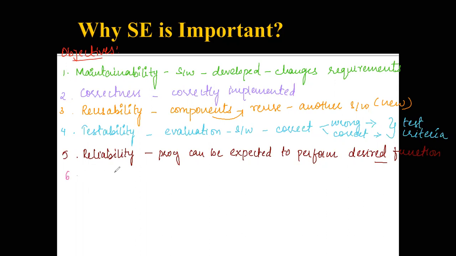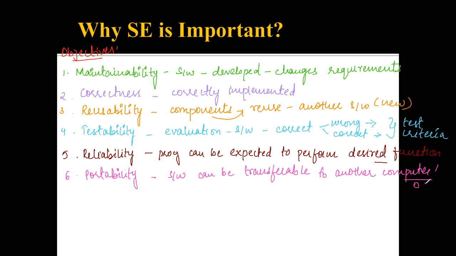Then the next one is portability. Now portability means this particular software that is being developed should be able to work on different computers, so you can say different operating systems. The software that you're developing can be transferable to another computer that can have another operating system also. The software should be portable, even to a completely different OS, operating system.